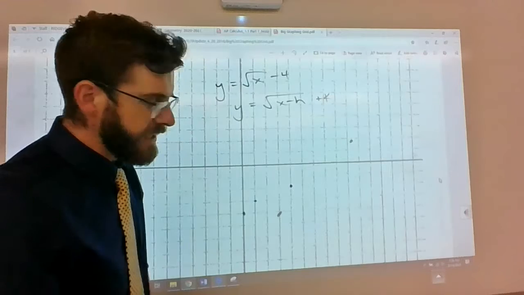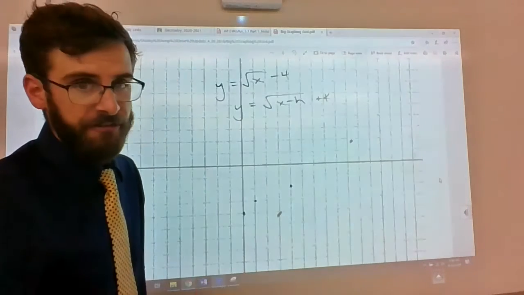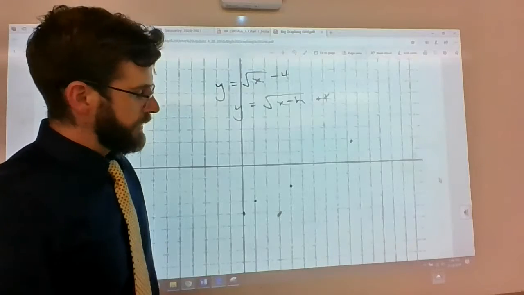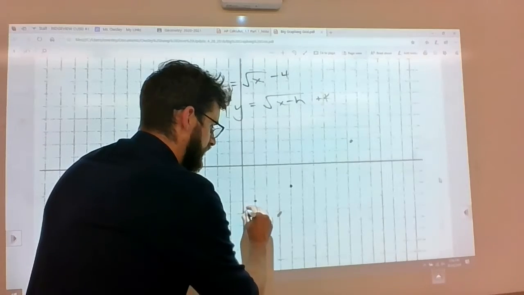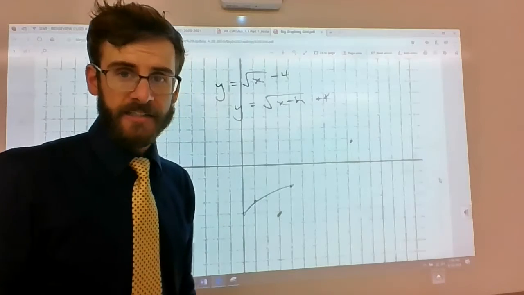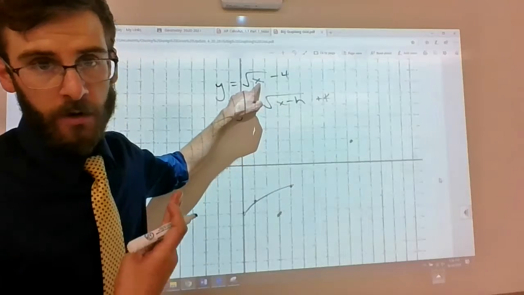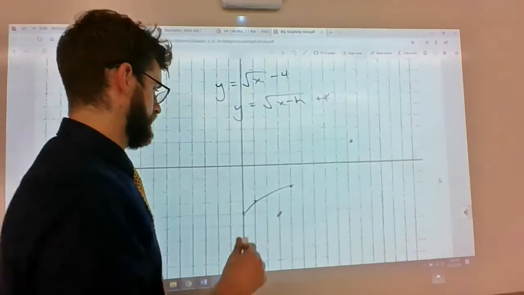And I guess from there you can plot as many points as you want to, but just know that it's kind of following this pattern of getting closer and closer to the x-axis. It should get to the x-axis at 16, because the square root of 16 is 4. 4 minus 4 is 0.